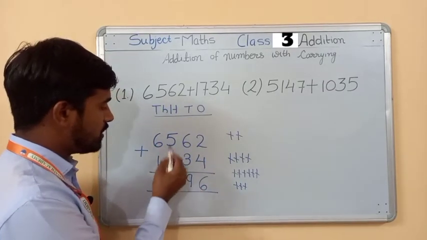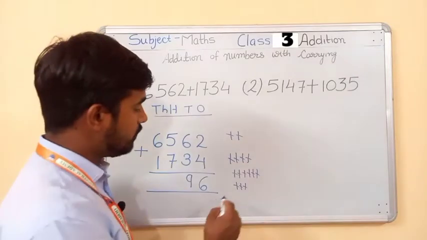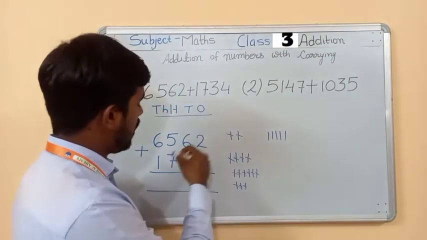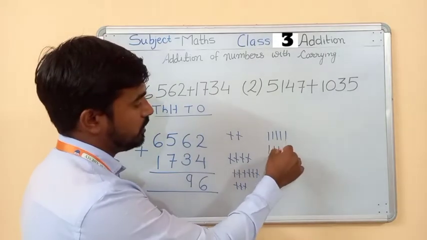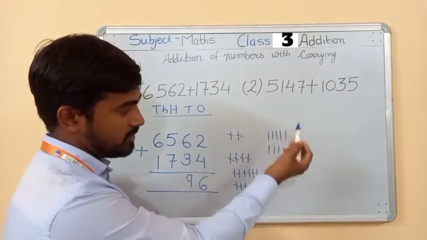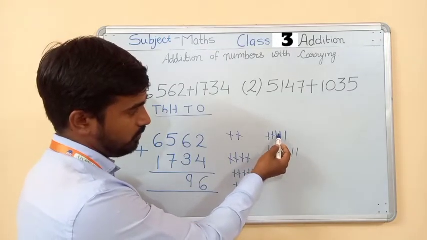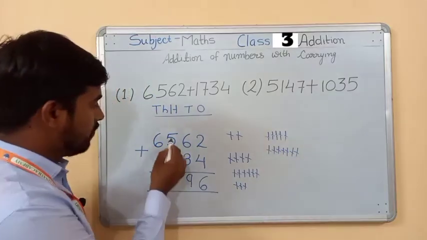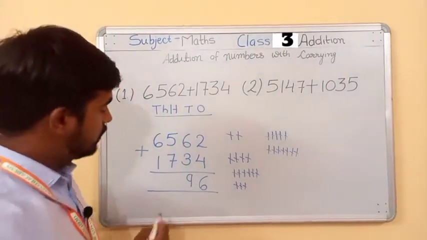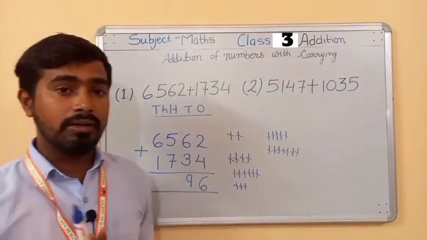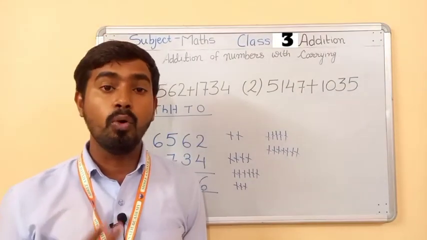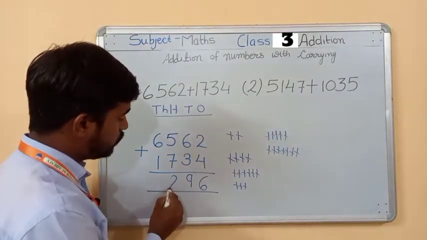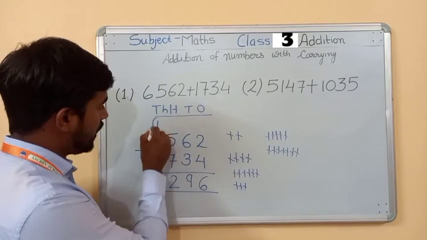Now 5 plus 7. How to add these numbers? Draw 5 lines. Now draw 7 lines. Add these lines: 1, 2, 3, 4, 5, 6, 7, 8, 9, 10, 11, 12. So 5 plus 7 is 12. Whenever you get an addition more than 10, it will generate a carry. So in 12, we write 2 here and the carry goes to the next number.